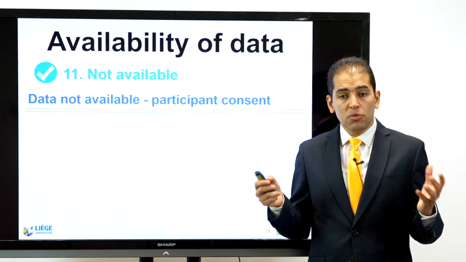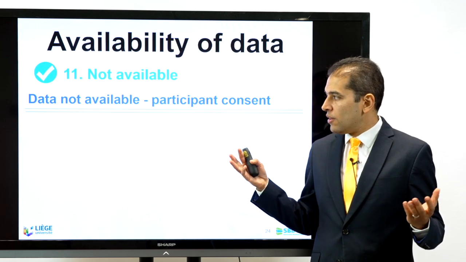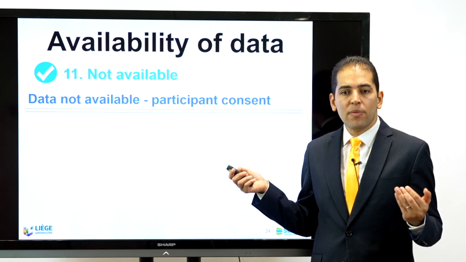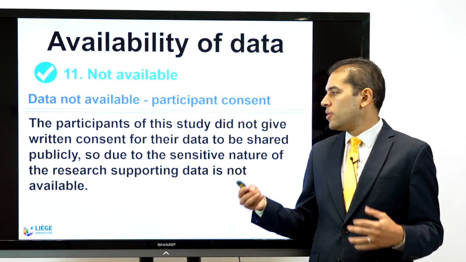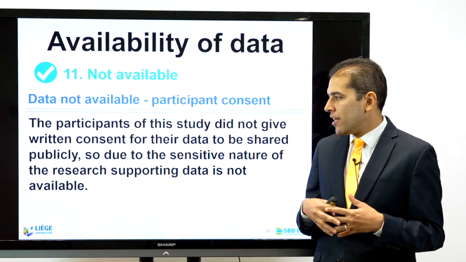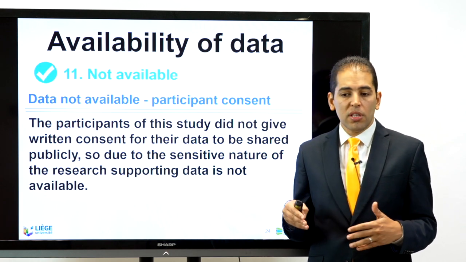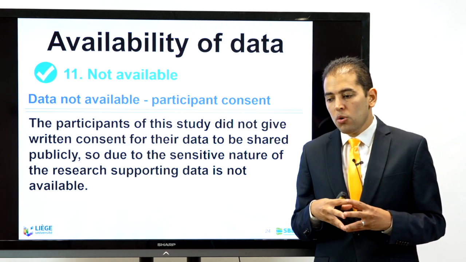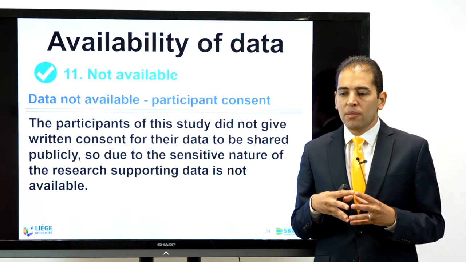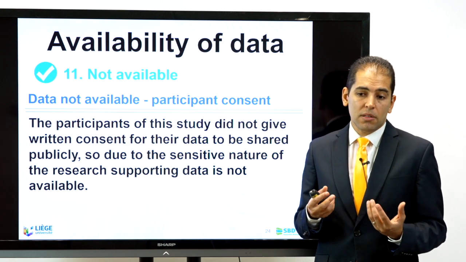Last statement that could be an option for your data availability statement, option 11, that you say not available, data is not available, and we have a problem because we didn't have participant consent. So you say the participants of this study did not give written consent for their data to be shared publicly. So due to the sensitive nature of the research, supporting data is not available. So this is another way of formulating your data availability statement, but as you can see here, you cannot say I'm not going to share the data because I don't have a consent unless the data is sensitive.